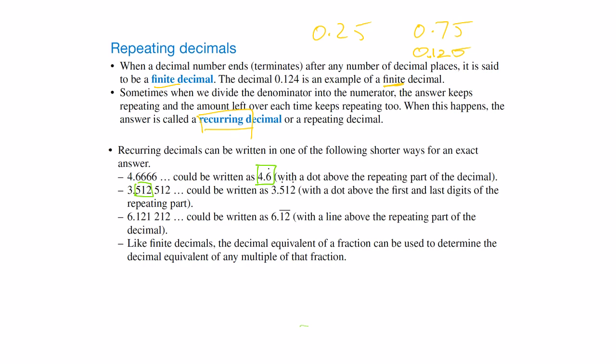You could write it like they've shown here, with dots to indicate where the first and last digits of the repeating part are. Potentially you could also write 3.512 with dots. I've also seen you can do 3.512 and you basically put a bar above the whole thing because you're saying the whole thing repeats. Then I look at 6.121212. Again, the 1, 2 is the repeating part, and that's why we write it like that.